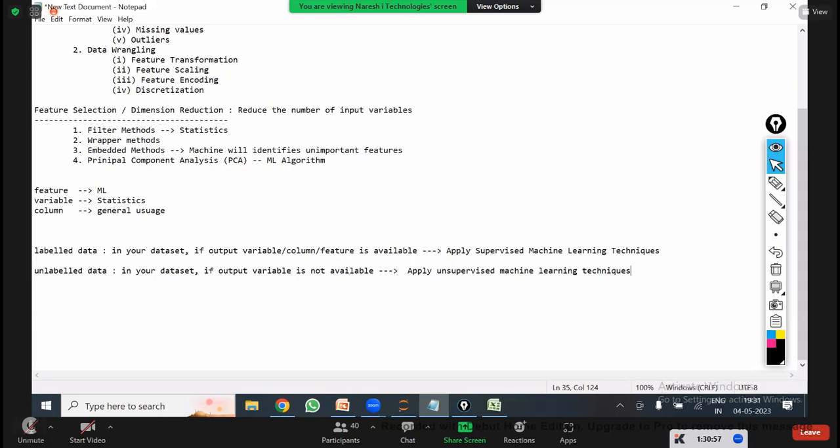So machine learning is again divided into two parts. One is supervised and one is unsupervised. Machine learning is of two types. What is meant by supervised machine learning? You are applying machine learning on the labeled data. If you are applying the machine learning technique on the unlabeled data set, then it is called unsupervised machine learning. Is that clear?